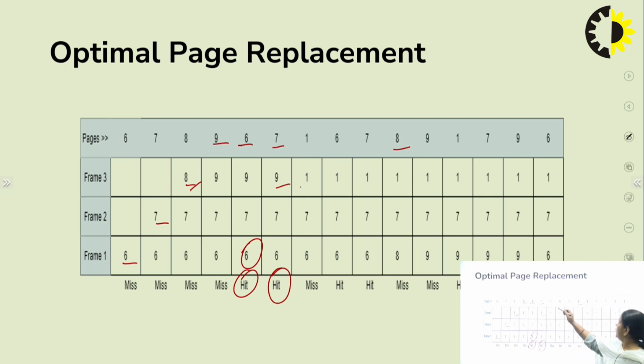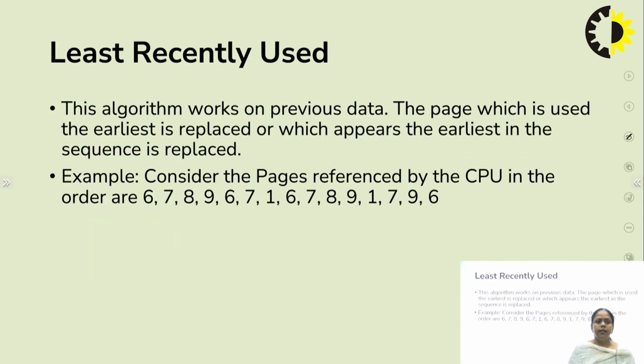So we will check the references of the elements in the future. If the element will be used after the longest interval, then we can replace that particular element from the memory. This is known as the optimal page replacement algorithm. Next is least recently used. This algorithm works on previous data. The optimal replacement algorithm uses future references, but least recently used works on the previous data. The page which is used the earliest is replaced, or which appears the earliest in the sequence is replaced.